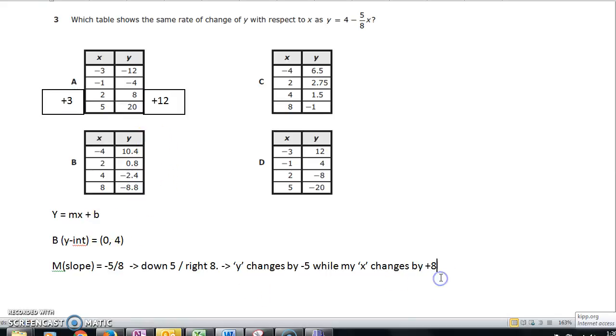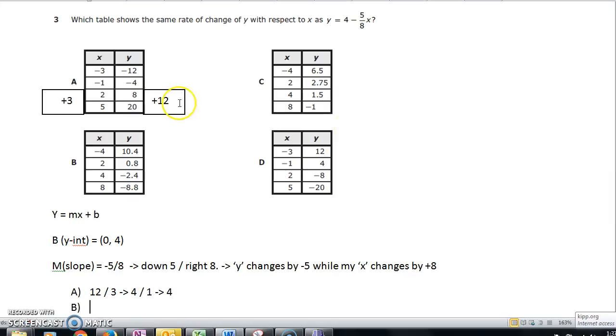So for answer choice A, the change in my y was positive 12. The change in my x was positive 3, so I get 12/3. When I reduce it, I can divide these both by 3. 12 divided by 3 gives me 4. 3 divided by 3 gives me 1. So 12/3 becomes 4/1, which is just 4. So this is saying that my slope is 4, which is not what I need. I need a slope of negative 5/8.